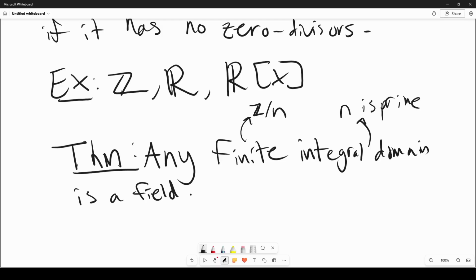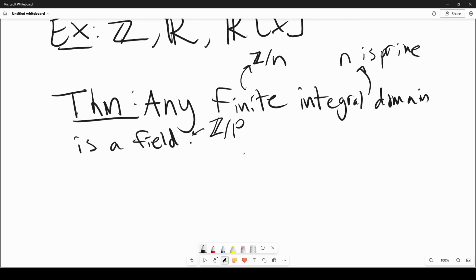Because as we discussed, if n was composite, then there were zero divisors. So if it's an integral domain, then n is prime. And we know if Z mod n where n is prime, then you've probably heard that this is a field. Z mod p is a field. So maybe that's a basic example that you could have heard of, that you can think of as intuition for this theorem. Okay, let's do the proof.